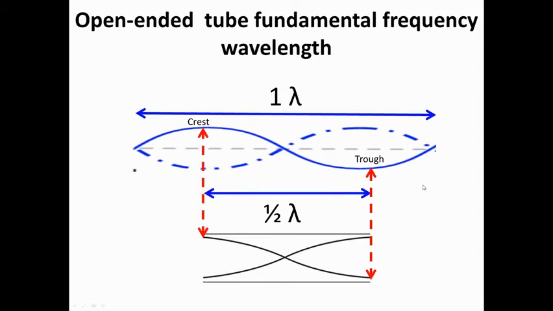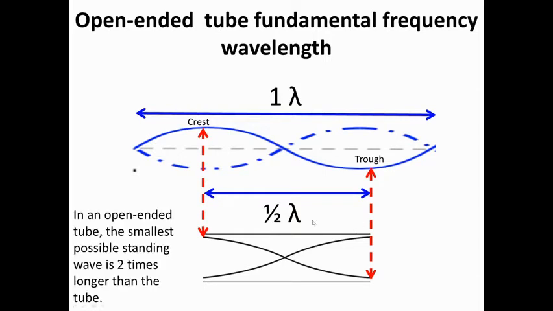And if we take a look at the wave setup that we had before, the lowest frequency at which they can set up a standing wave in an open-ended tube, what you have is exactly half of a wavelength. So this ends up being a quarter of a wavelength, and this is a quarter of a wavelength, yet up to the whole half here. So in an open-ended tube, the smallest possible standing wave is twice the length of the tube. In other words, the length of the tube is half the wavelength.